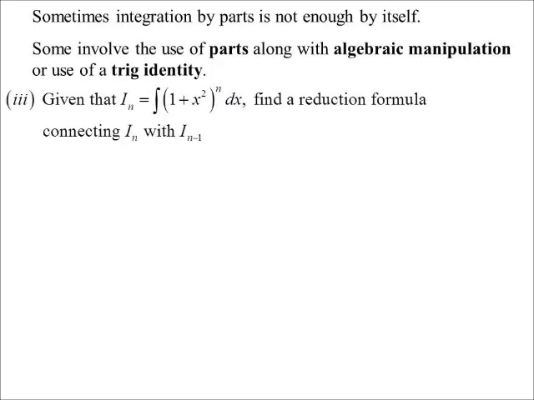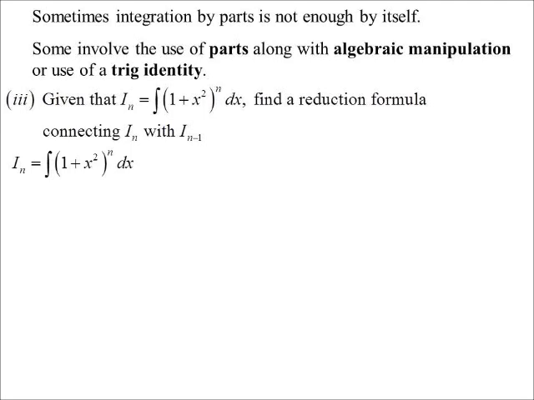They don't always use integration by parts. Sometimes you have to do more than just integration by parts. Algebraic manipulation we see a lot in these integrations. So they've given us that I_n is the integral of (1 plus x squared) to the power of n. We want to find a reduction formula, but they've given us a little bit of a hint. It'll end up connecting I_n with I_(n-1). So we'll reduce by 1 each time here.